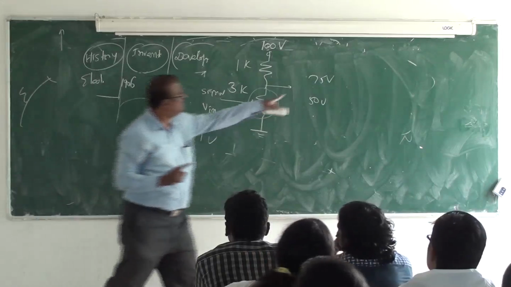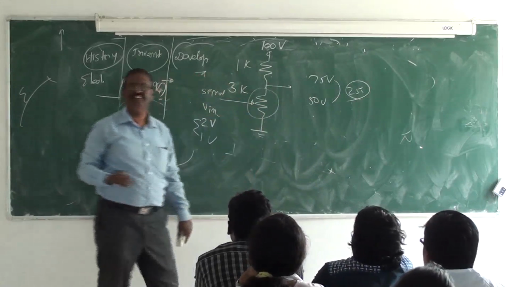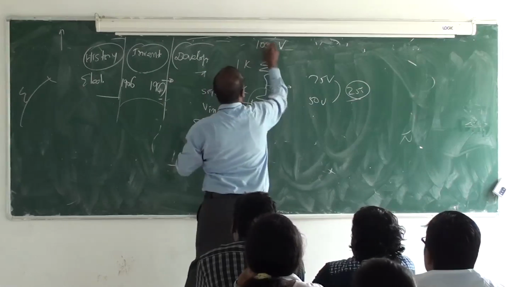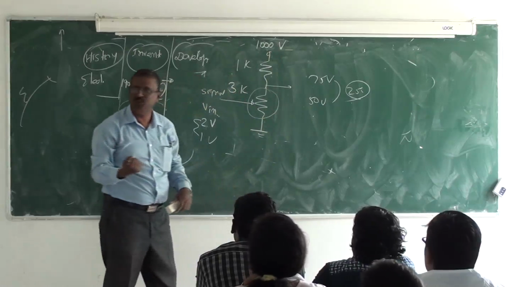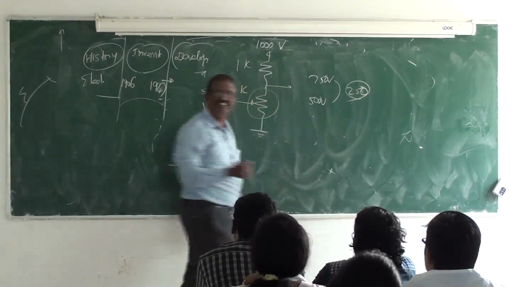1 volt. How much is changed here? So the amplification factor is 25. Now we change this to 1000 volt. I change it to 1000 volt. What is happening? 500 volts and 750. This changes to how much?